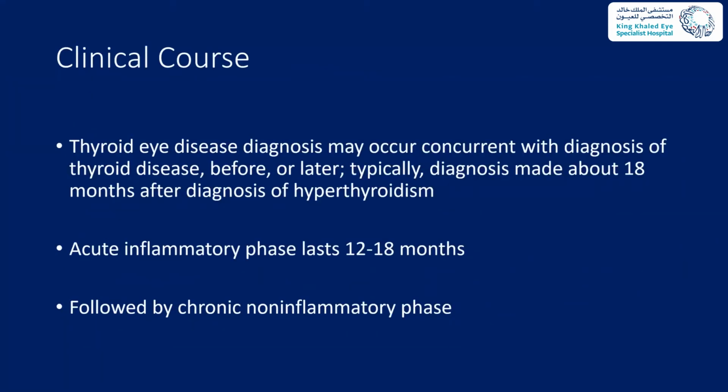The clinical course: this condition often may occur concurrent with a diagnosis of thyroid disease, but it can occur before or later. Oftentimes the diagnosis may not be made until after the thyroid disease is diagnosed, on average about 18 months after a diagnosis of hyperthyroidism. The acute inflammatory phase may last for 1 to 1.5 years, then it's followed by a chronic non-inflammatory phase.